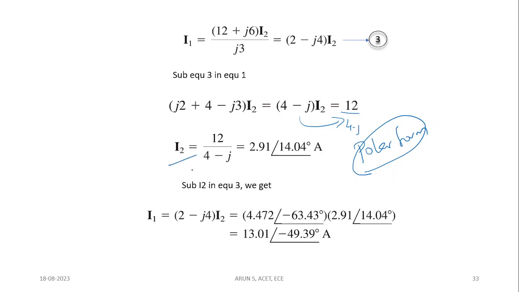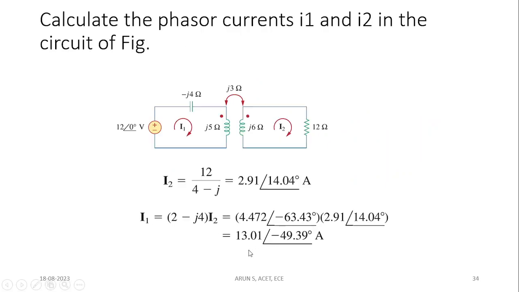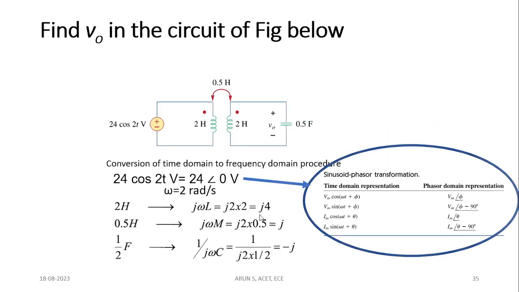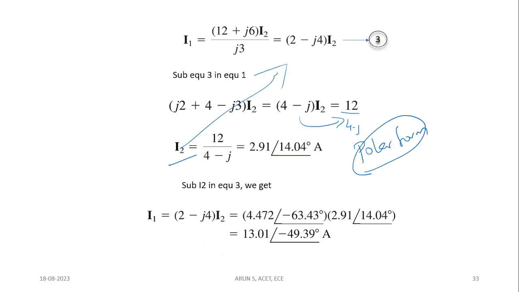So now I have I2. Now using I2 I can substitute the value in equation number 3 to find I1. So 2 minus J4 times I2, where I2 is 2.91 angle 14.04. Substituting that, I will get 13.01 angle minus 49.39. So this is the answer for I1. So I got currents I1 and I2.